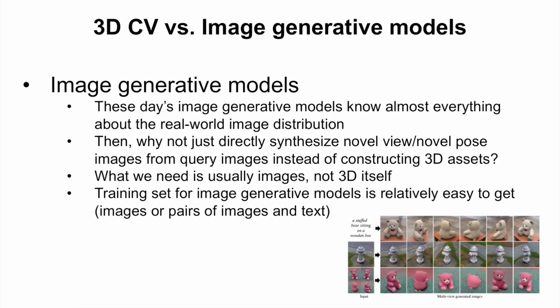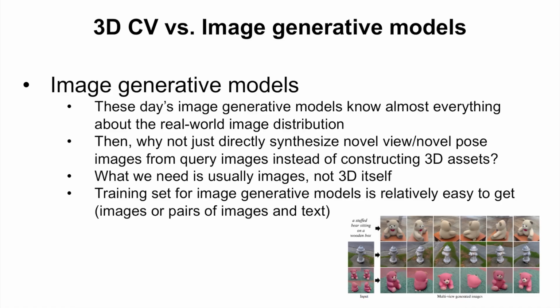Generative models are quite different. These days, image generative models know almost everything about the real-world image distribution. As they are trained on a huge amount of billion-scale images, they know almost everything about the real-world image distribution. Then, why not just skip 3D stuff? Typically what we want is just images.